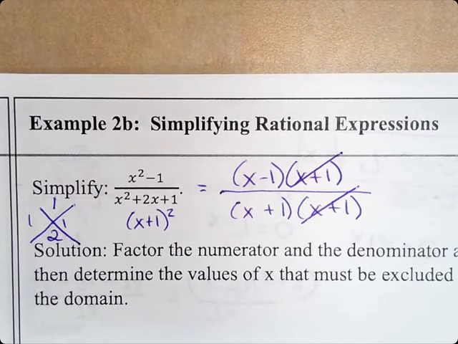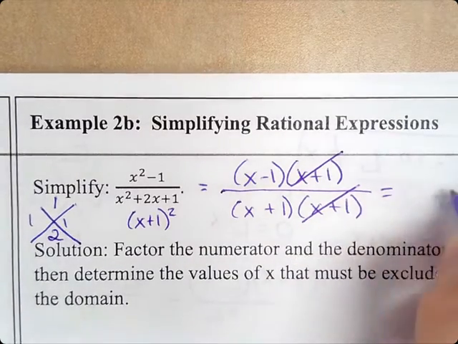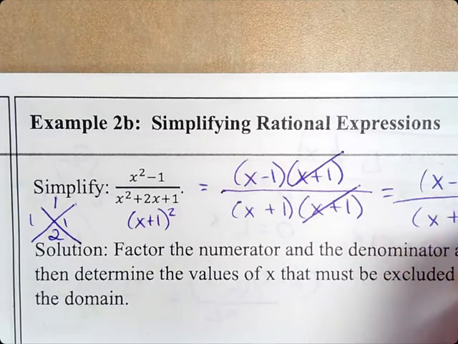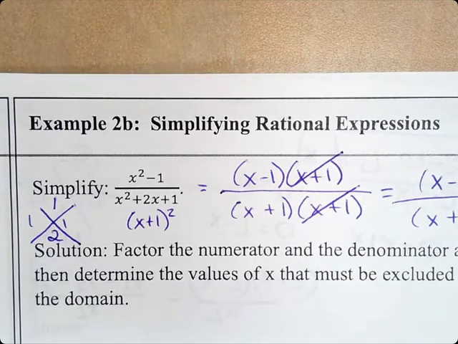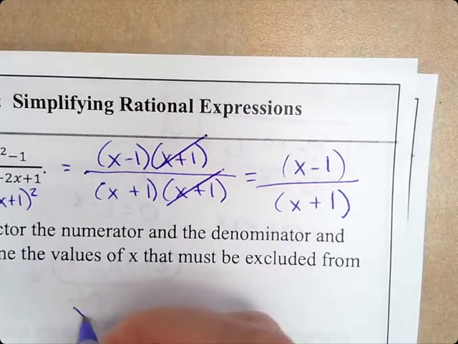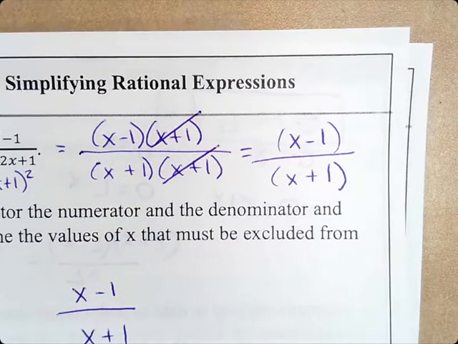Because x plus 1 over x plus 1, because this is all multiplication, equals 1. So it just leaves us with x minus 1 times x plus 1 on top. Which I would just take out the parentheses altogether. It's just x minus 1 over x plus 1. And there's nothing more I can do with that.